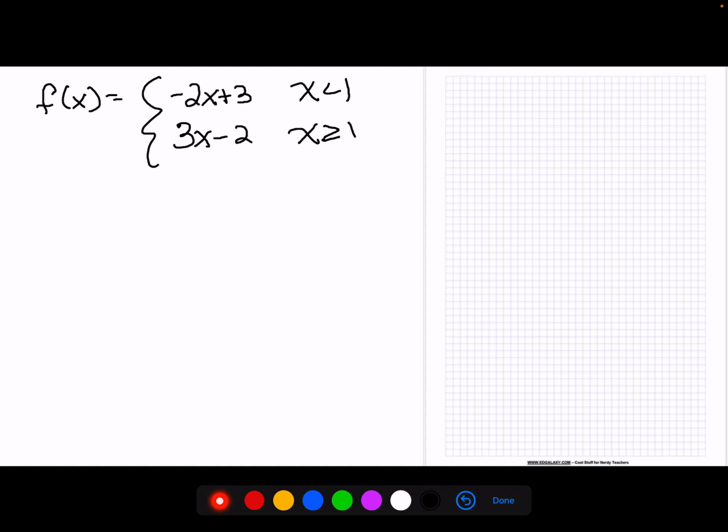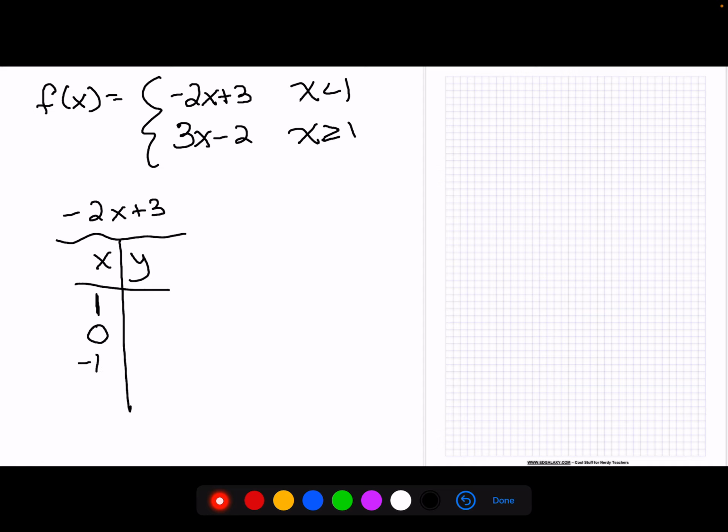Okay, so negative 2x plus 3 by itself is a line, and it's for x less than 1. So I'm still going to plug in 1, because I need to know what that endpoint looks like. But that endpoint's going to be an open circle because of the less than and not less than or equal to. Then I'll think about what's happening for other values less than 1. If I plug in 1, I get 1. If I plug in 0, I get 3. If I plug in negative 1, I get 5.